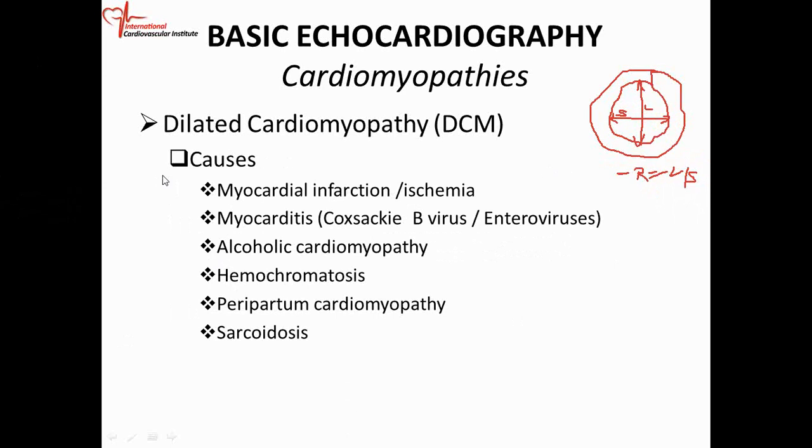All right, so what are some of the causes of a dilated cardiomyopathy? One of the most common causes for a dilated cardiomyopathy is myocardial infarction or ischemia. And the mechanism for that is when the heart muscle dies, or if the heart muscle is not getting enough blood flow, we talk about remodeling. The heart muscle remodels and it becomes thin and it dilates. So that's one of the problems with heart attack.